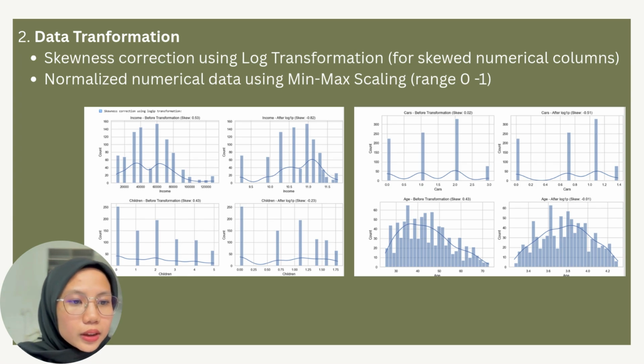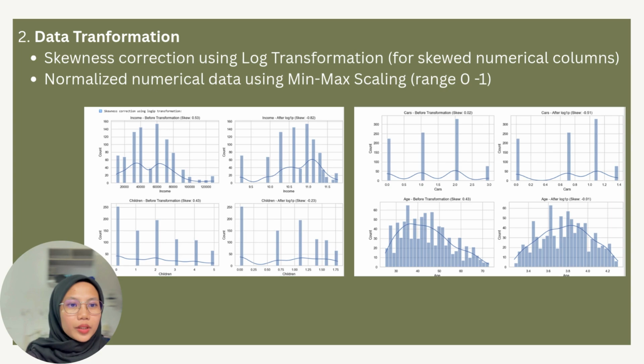The second step is data transformation, which is skewness correction using log transformation for skewed numerical columns. For highly skewed variables, we apply a log transformation using the log1p function to reduce skewness and improve the data distribution. So here is the visualization of skewness correction. We can see here the before and after skewness correction.